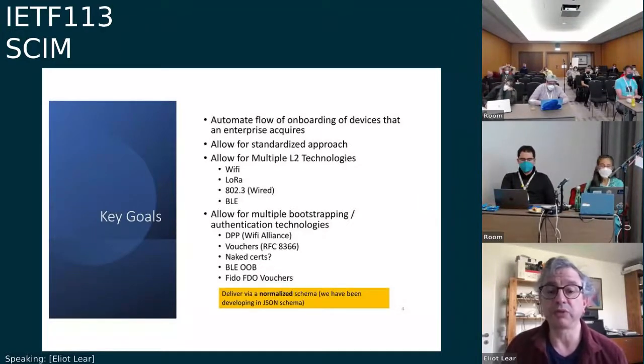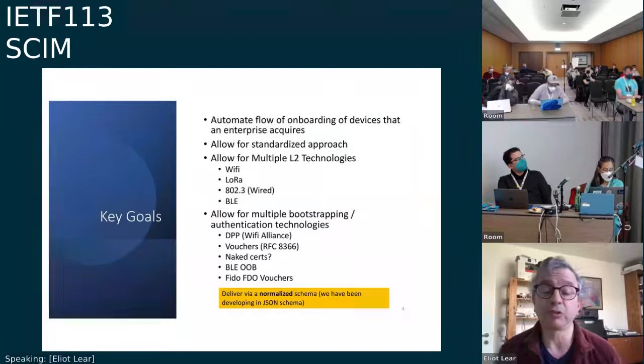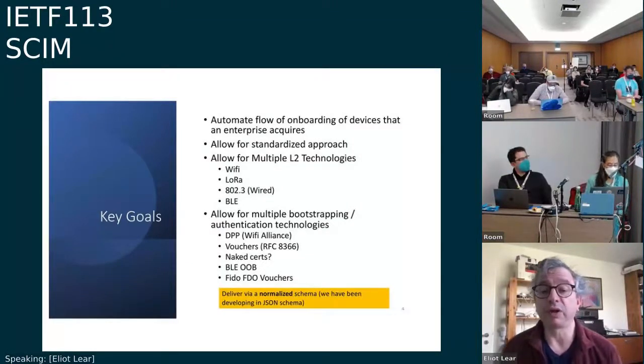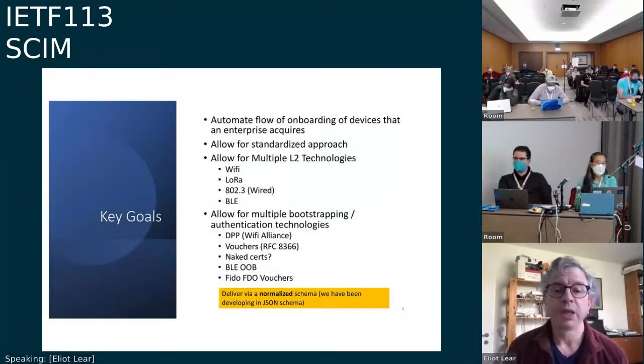Maybe later on in life, there will be consolidation, but that's certainly not where we are, not only in terms of L2 technology, but even on top of L2, in terms of the mechanisms that are used to provision things. So as you see below, to provision onto Wi-Fi, you might use DPP, or you might find a way to use 8366 vouchers, or you might find a way to do other means of provisioning. For BLE, you might use the OOB mechanisms that are defined. You might do some weird thing with pairing keys, which has been done out there. And you might use FIDO FDO vouchers for any of this.